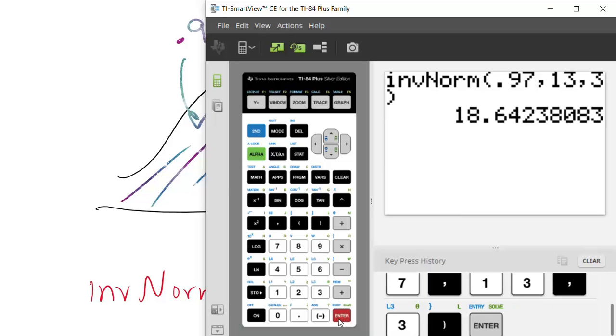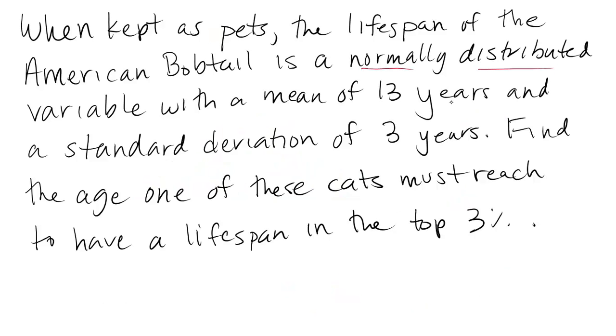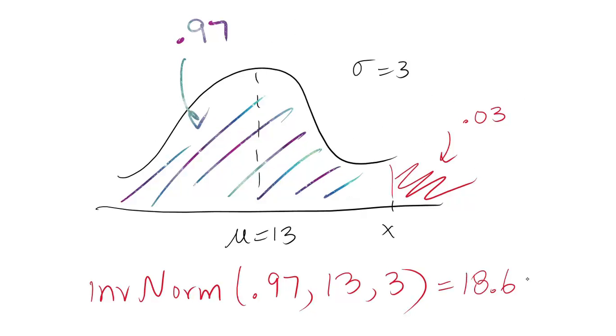Enter. 18.6. And this is 18.6 years. Remember, the answer is not a probability here. This is a value of the variable. The variable is being measured in years. It's an age of one of these cats. So only 3% of these cats live 18.6 years or longer when they're being kept as a pet.